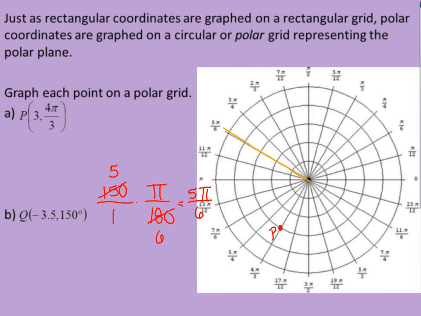But we're going a negative 3.5 units. So instead of going towards that positive direction, we're going to continue that line but going in the opposite direction, away from the 5 pi over 6. And we're going away by 3.5 units. So we go 1, 2, 3.5 rings and then put the dot. So again, you find your angle. Because this value is negative, instead of going towards that angle, you go away from that angle and then plot your point.